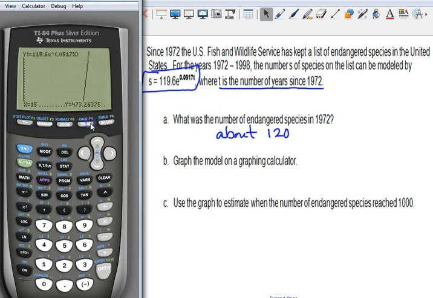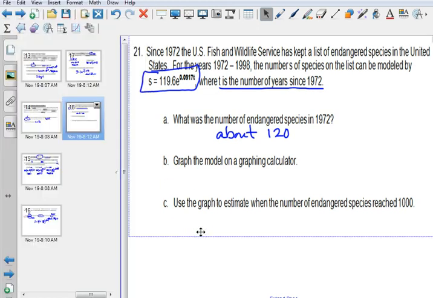All right, let's hit the trace button, and then let's keep going until we can get the y value as close as possible to 1,000. That's pretty close. So somewhere between here and here, so about 23. So we're going to say that t or x equals 23, but that's not what they really want to know. They want to know, when will the number of endangered species reach 1,000? Well, if t is 23, that means 23 years later. And remember, time started in 1972.